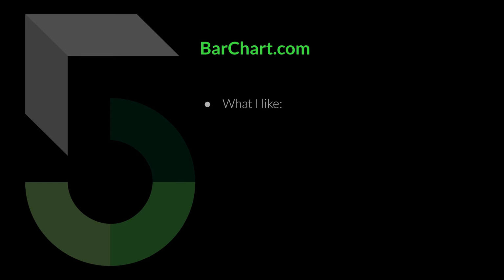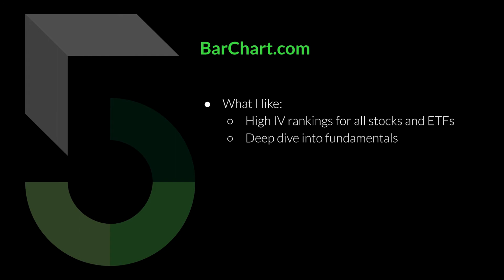But this is what I like from Barchart. You can look at all the high IV rankings for all of the stocks and ETFs, as opposed to just a customized list as you saw in Optionsellerroi. There's a very deep dive into fundamentals if you trade based off of fundamental analysis. And there's also multiple screeners for all sorts of strategies, not just the wheel strategy.